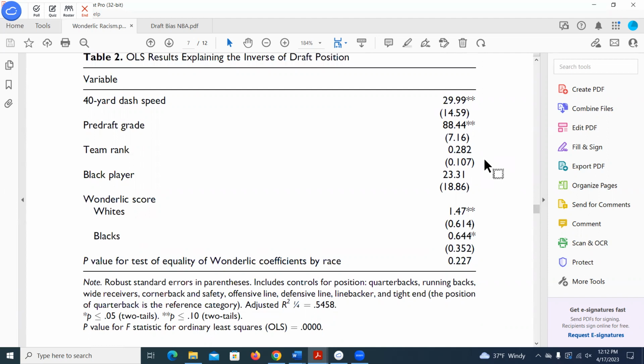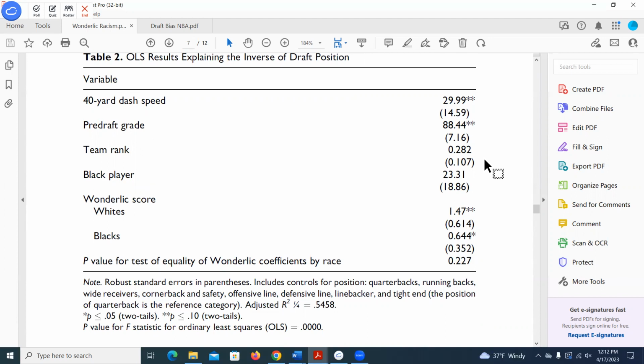Actually these faster 40 times made it more likely I was getting drafted sooner, which would go against the counterintuitive. But the other ones make sense, right? If my pre-draft grade is higher, because they've flipped, when they make these inverse, they basically made pick number 1 be pick number whatever hundreds, the highest draft pick. So now the interpretation is a little bit easier because having a higher number is actually still a good thing.